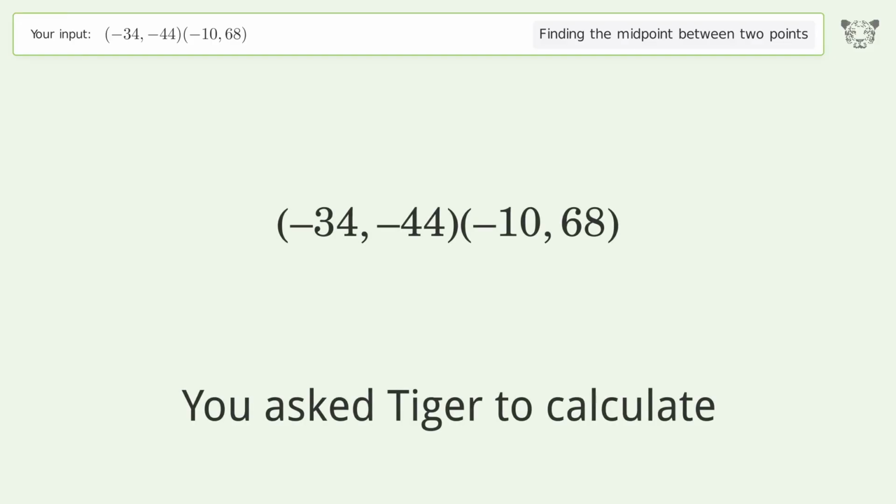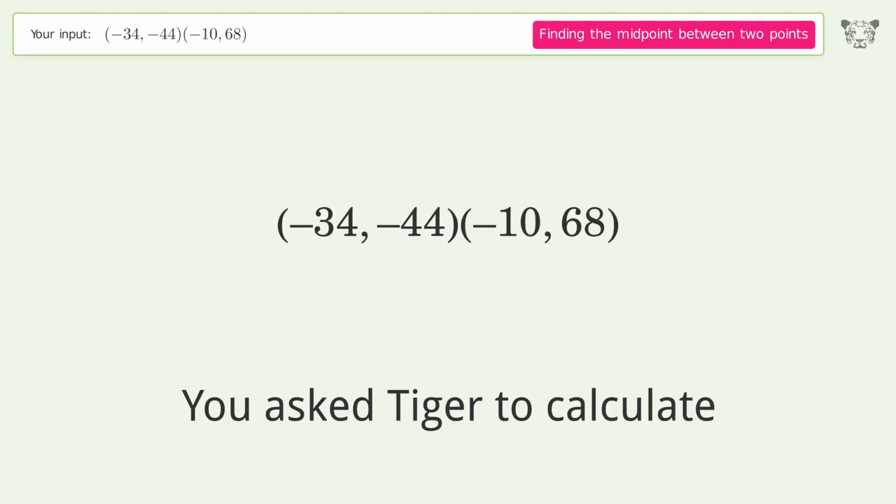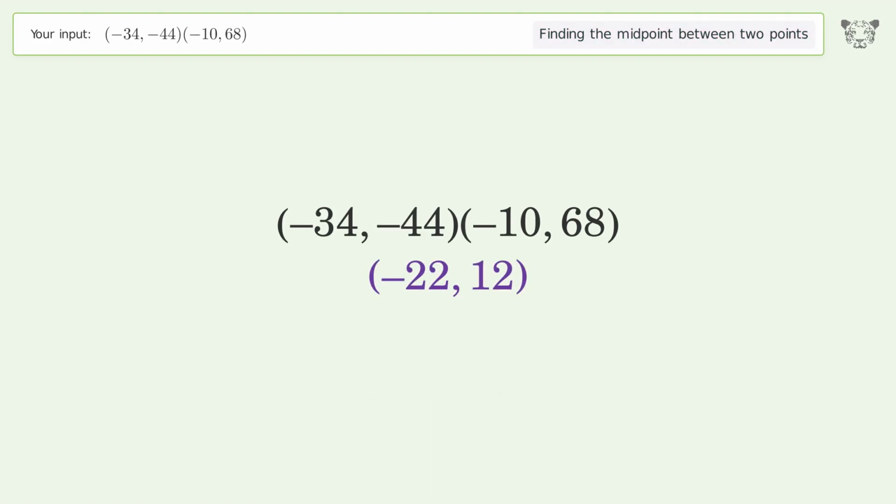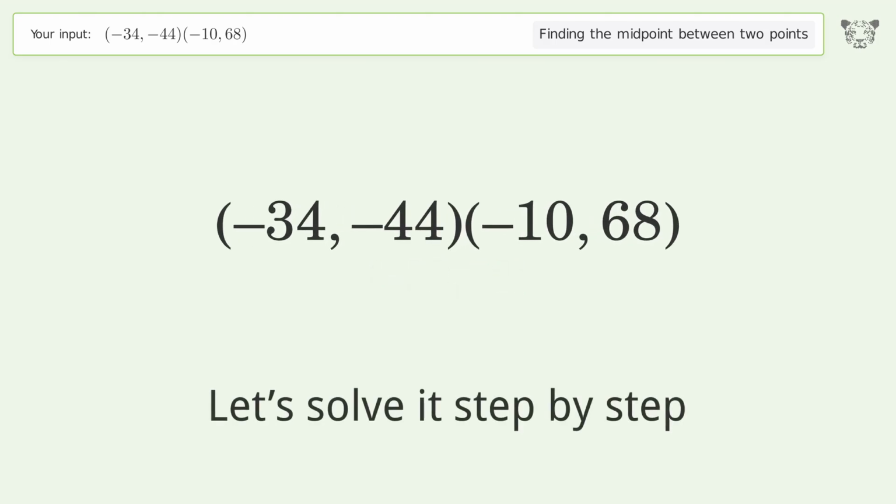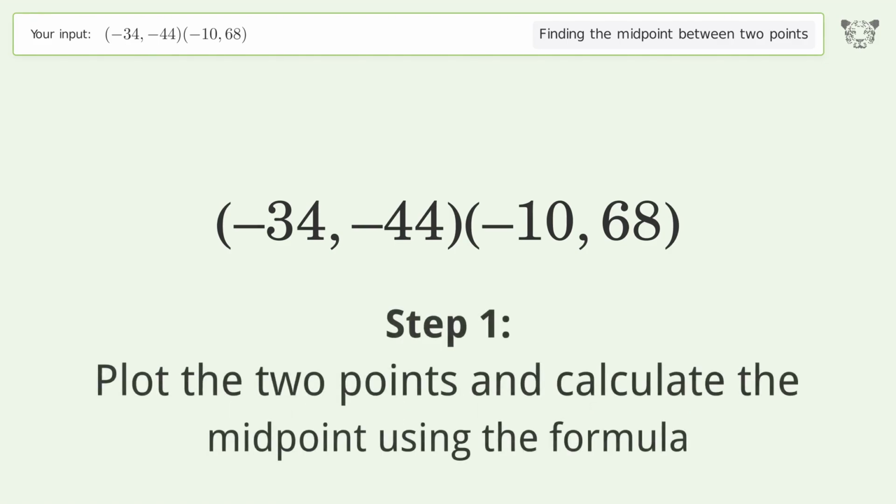You ask Tiger to calculate. This deals with finding the midpoint between 2 points. The midpoint between the 2 points is negative 22, 12. Let's solve it step by step. Plot the 2 points and calculate the midpoint using the formula.